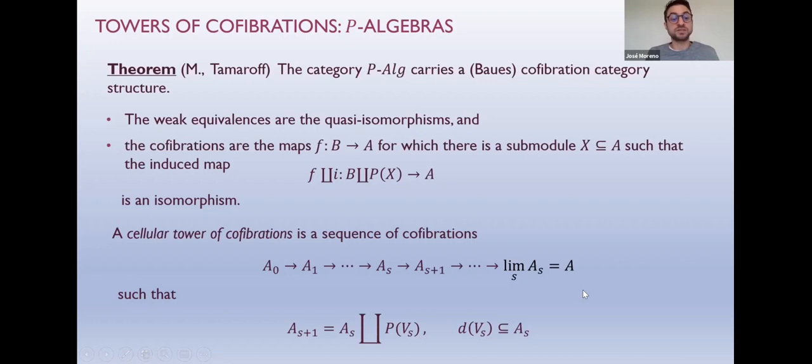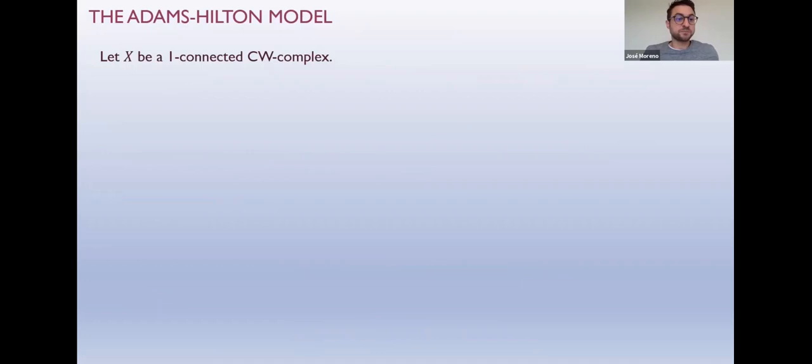These kinds of towers of cofibrations abound in algebraic topology, and the Quillen, Sullivan, and Adams-Hilton models are examples of this kind of thing. Now, let me recall a little bit what the Adams-Hilton model is, because it is an example of a tower of cofibrations, properly explained, if I manage to do so. And it's relevant to what we are going to do later.